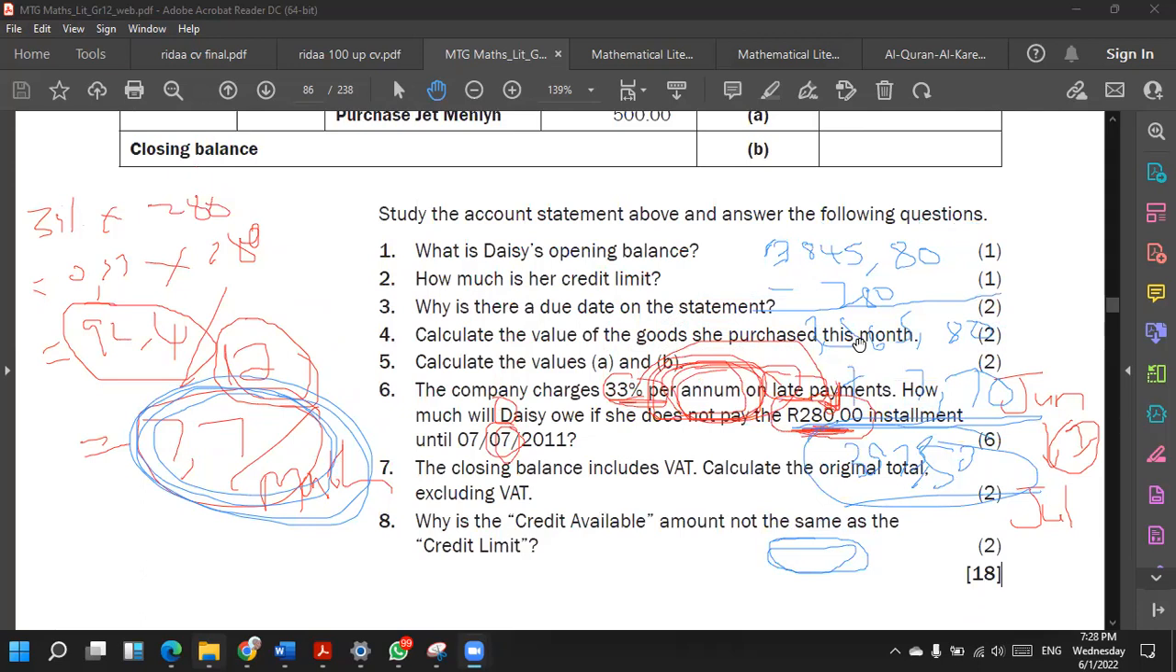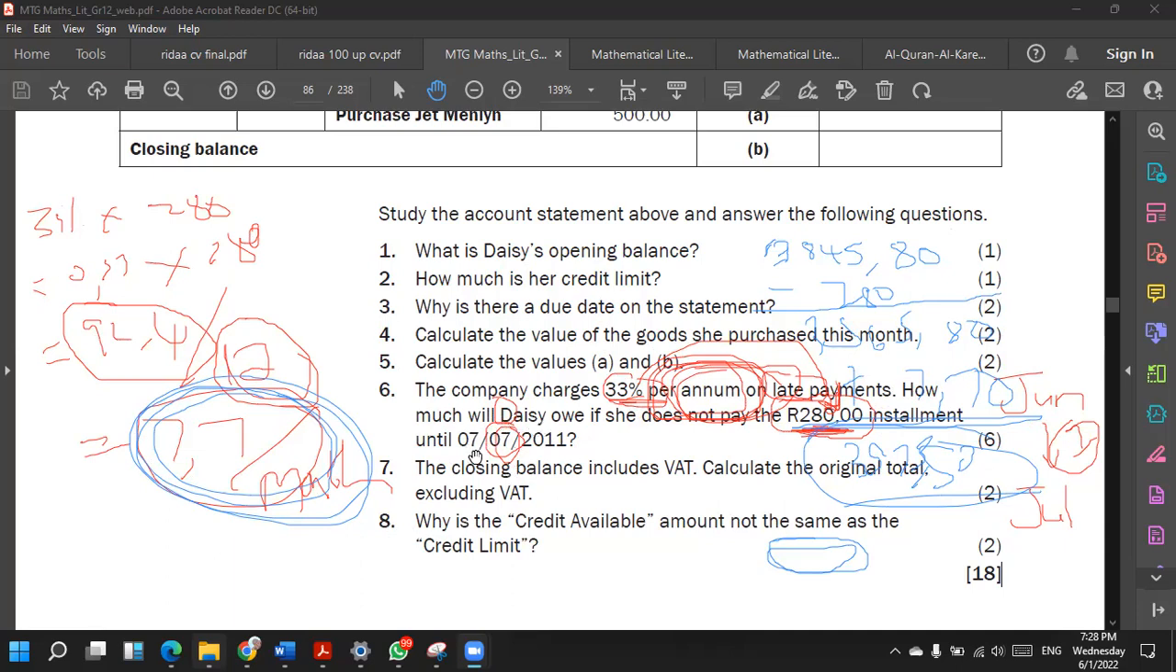All this page is messy, but just a recap. The company charges 33% per annum on late payment. How much will Daisy owe if she does not pay 280? So we have to take 33% of that 280 and we got 92,4. But the question says she's not paying it until July. So we're in June, and from June to July is only 1 month. So we divide by 12 to get the amount of charges per month.